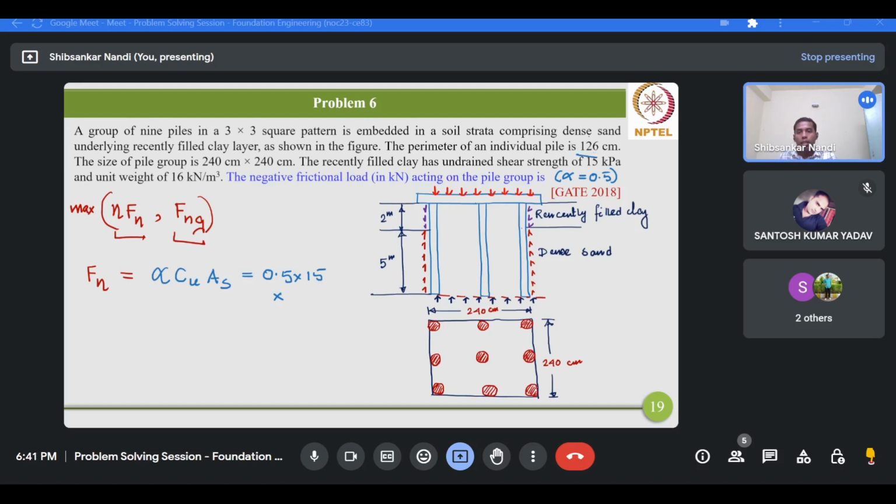Now what is the perimeter of an individual pile? It's 126 centimeters, so therefore 1.26 meter. And what is the length of the pile you should consider to calculate the negative friction? So AS is basically the product of the perimeter of the pile and the length of the pile. Now the perimeter of the pile is directly given to you as 126 centimeter, that means 1.26 meter. Now I am asking about the length of the pile. To calculate the length of the pile, what value should we take?